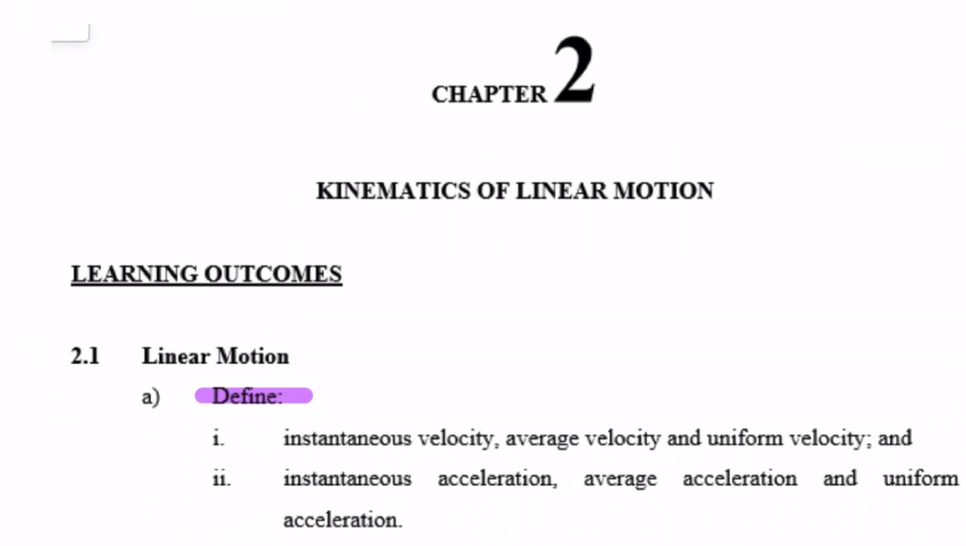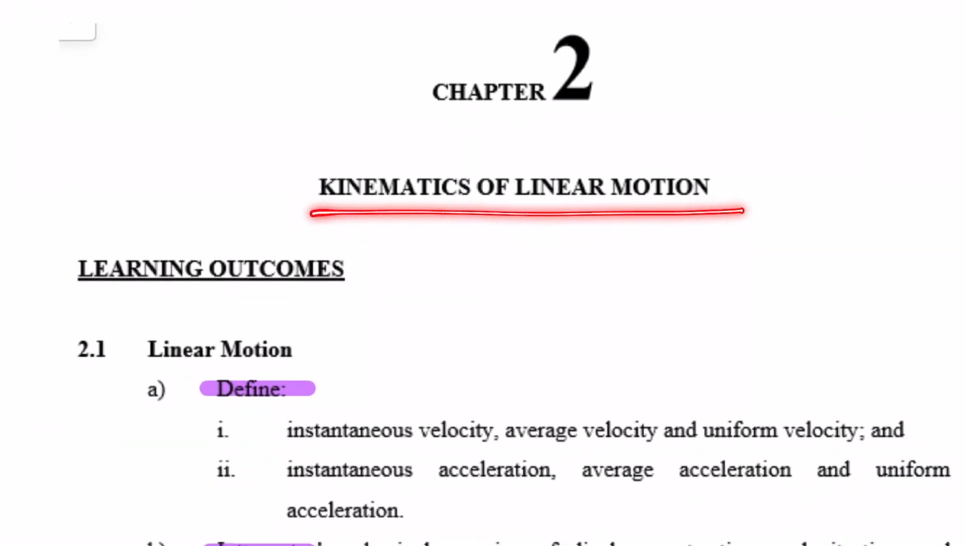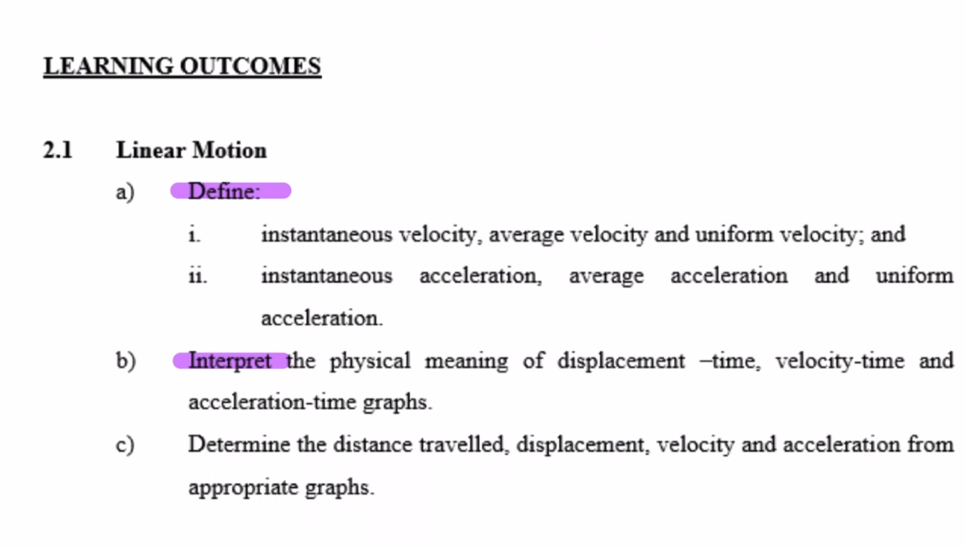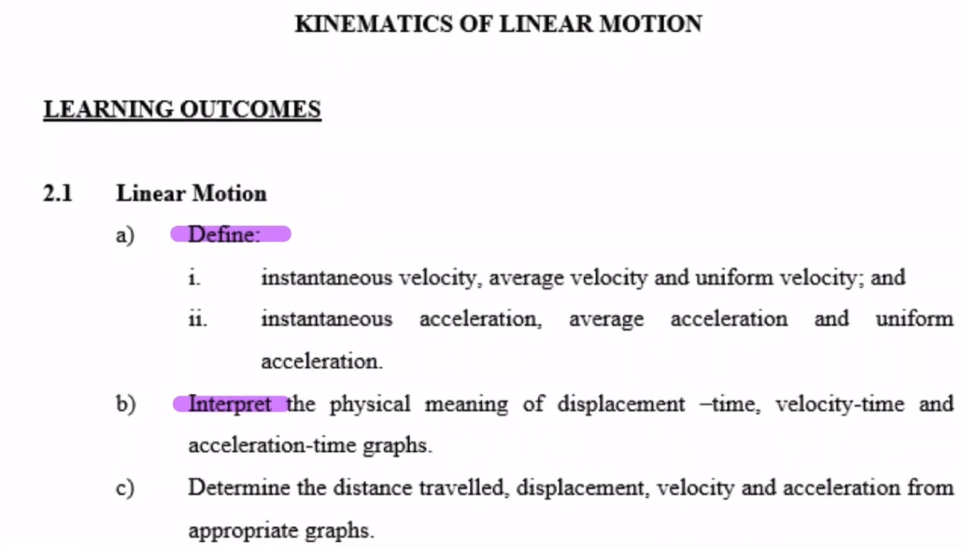So we move to chapter 2. Chapter 2, Kinematics of Linear Motion. The first learning outcome is about linear motion. Kita akan cater definition of the instantaneous velocity, average velocity, uniform velocity, instantaneous acceleration, average acceleration and uniform acceleration. So you all kena fahamlah setiap maksud tu. Then soalan yang mungkin juga keluar adalah interpret, sebab yang ni ada kaitan juga dengan basic concept, describe basic concept kan. So interpretation adalah salah satu soalan yang mungkin keluar.